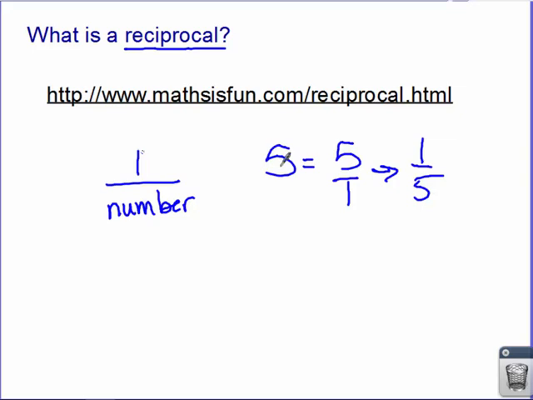So a reciprocal is, you take the number, whatever the number is, and you put 1 on top of it. Okay, so we've got our 5. It's equivalent to 5 over 1. We flip it to 1 over 5. So what we need to know about a reciprocal is that if I were to take the number itself, this number right here, and its reciprocal, and I were to multiply those together, I would always get a value of 1.